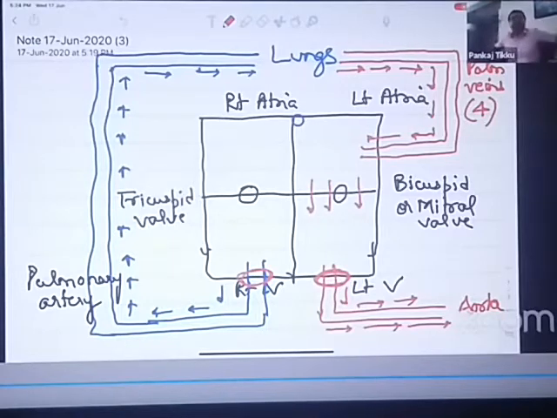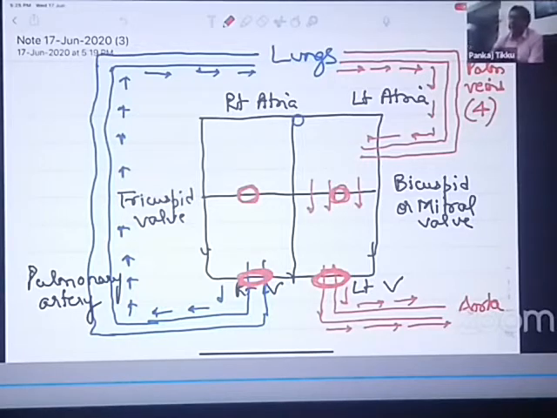So let me repeat again, 4 chambers of the heart. One is the right atria, one is the left atria, the right ventricle and the left ventricle. The valve between the right atria and the right ventricle is known as the tricuspid valve, while the valve between the left atria and the left ventricle is known as the bicuspid valve or the mitral valve. The valve which guards the pulmonary arteries is known as the pulmonary valve, and the valve which guards the aorta is known as the aortic valve.